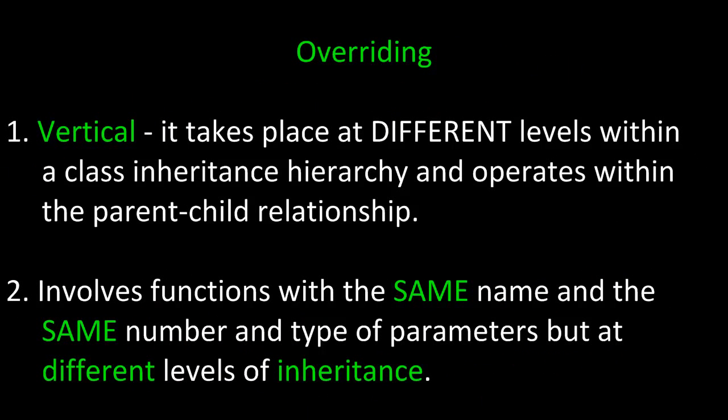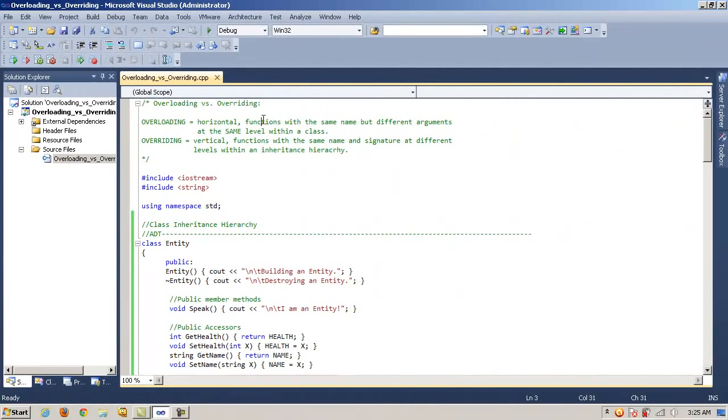Overriding is vertical. That is, it takes place at different levels within a class inheritance hierarchy and operates within the parent-child relationship. It involves functions with the same name and the same number and type of parameters, but at different levels of inheritance. Today we're going to take a look at overloading versus overriding.